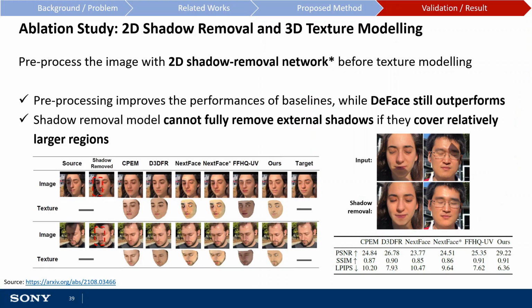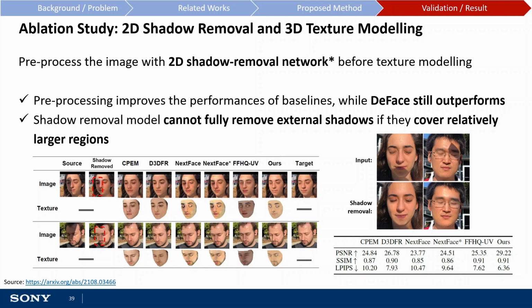Although the aforementioned existing 3D face texture modeling methods cannot process facial shadows from external occlusions directly, there are some 2D shadow removal methods trying to eliminate the shadows directly from the image. Therefore, another alternative simple baseline is to pre-process the image with 2D shadow removal networks before the texture modeling. In this section, authors introduce the most recent method with a pre-trained model to pre-process the images before feeding them to the methods listed in the evaluation section.